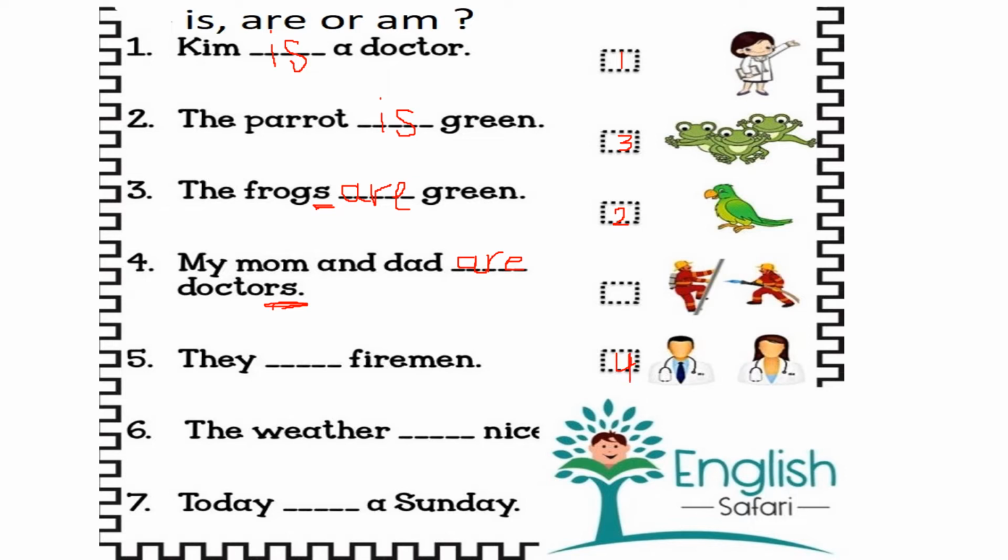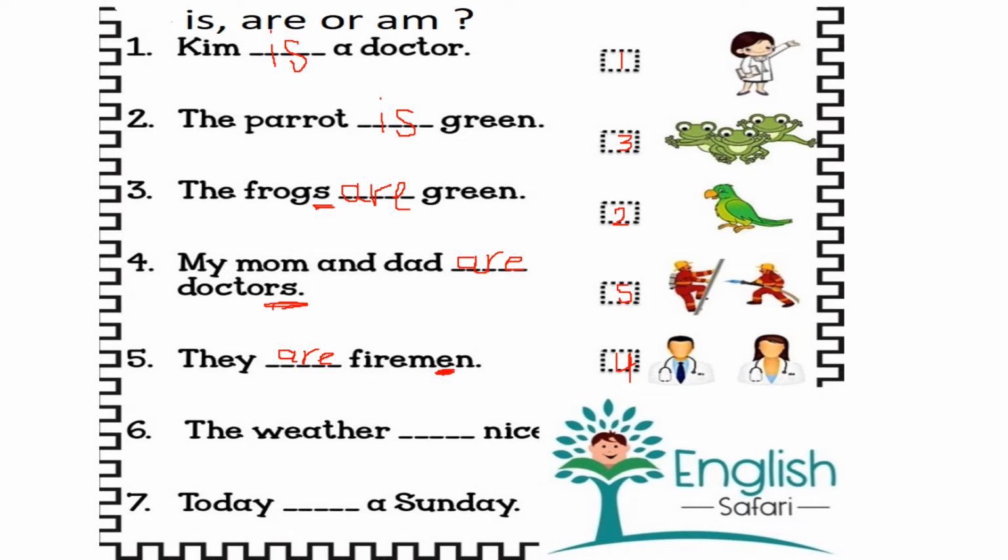Okay, they dash firemen. They is or they are? Yes, they are. Very good. They are firemen. Look, for fireman, we say fireman. When we have more than one fireman, we change it to plural by changing A to E, not adding S. We don't add S here. Okay, so this is number 5.